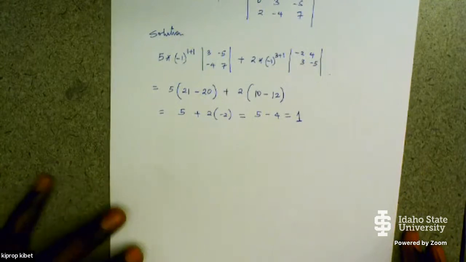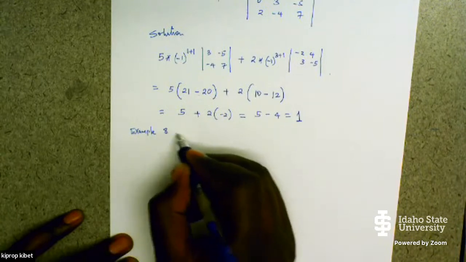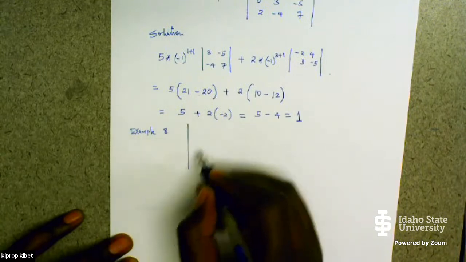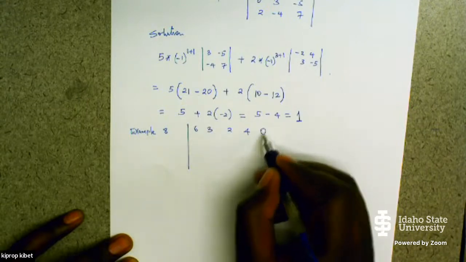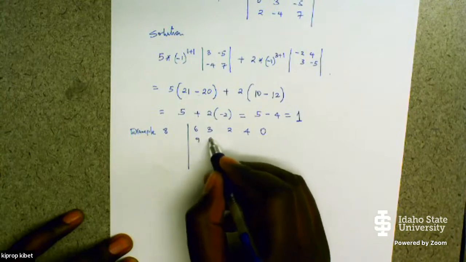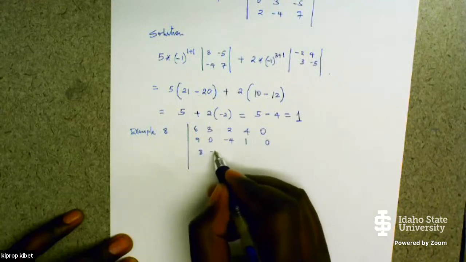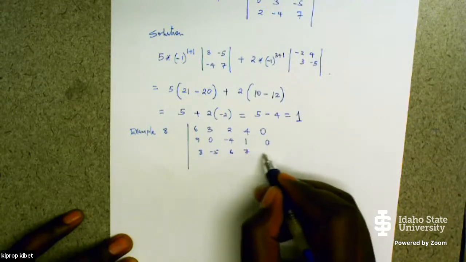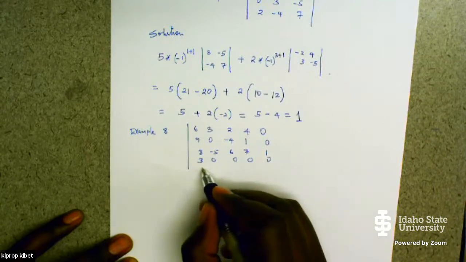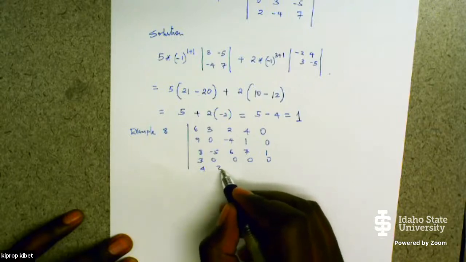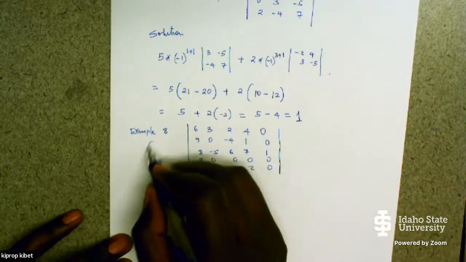Another example, example number 8. Compute the determinant of 6, 3, 2, 4, 0, 9, 0, -4, 1, 0, 8, -5, 6, 7, 1, 3, 0, 0, 0, 0, 4, 2, 3, 2, 0. Compute.